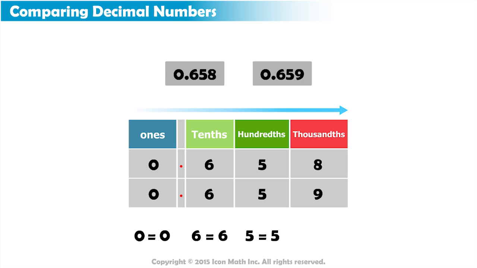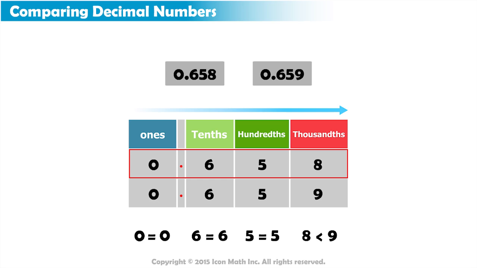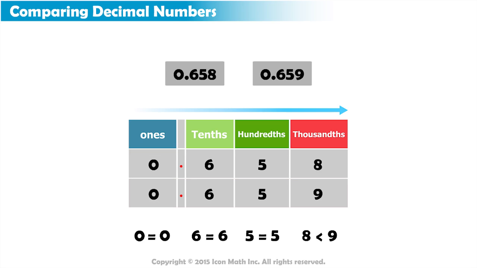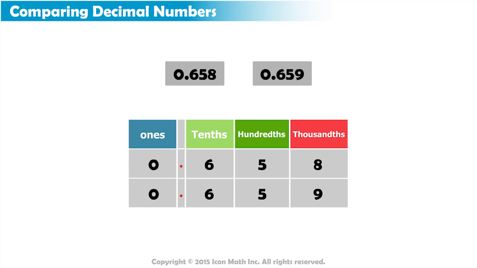The third and last column has 2 different digits. The top digit is an 8, while the bottom digit is a 9. 8 is less than 9. So we can conclude that 658 thousandths is less than 659 thousandths. And we can write this using the less than symbol.